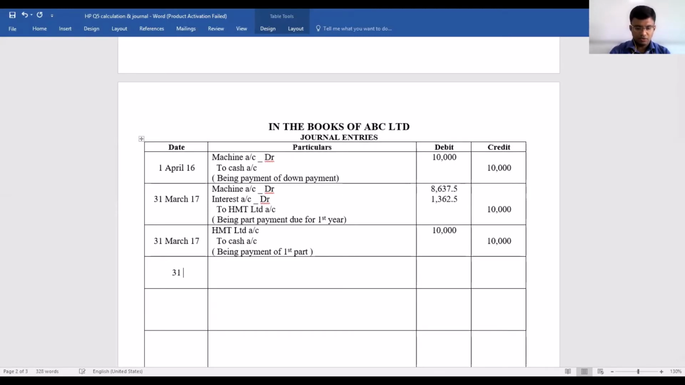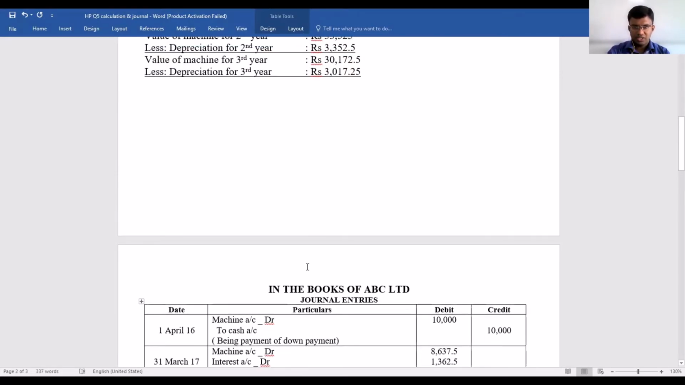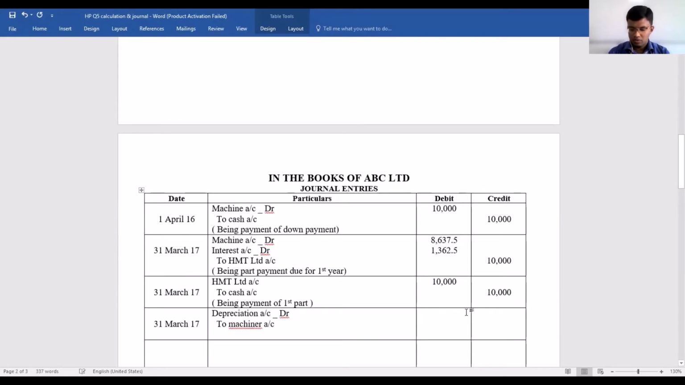Next entry is for charging of depreciation. Depreciation, how do we charge? Depreciation account debited to machine account. Now depreciation for first year, this will be 3,725. So this is depreciation for first year.